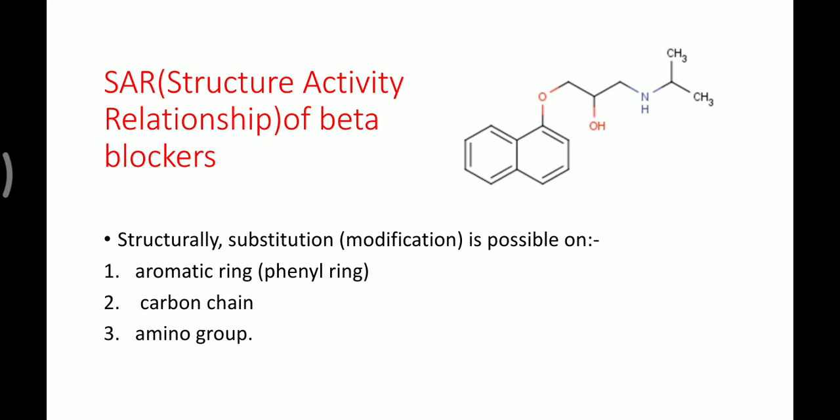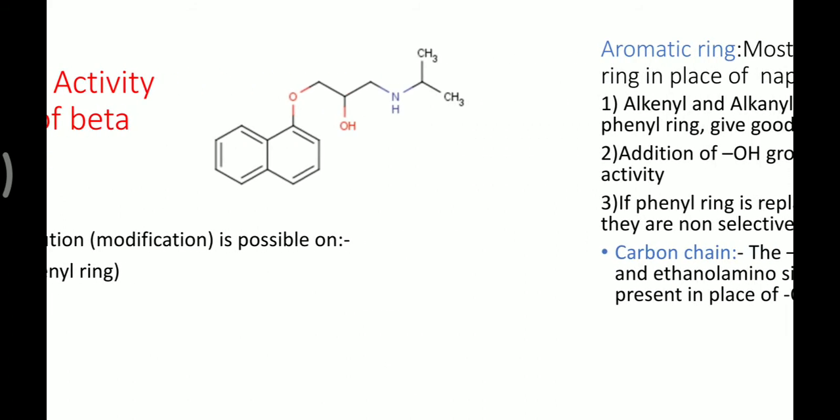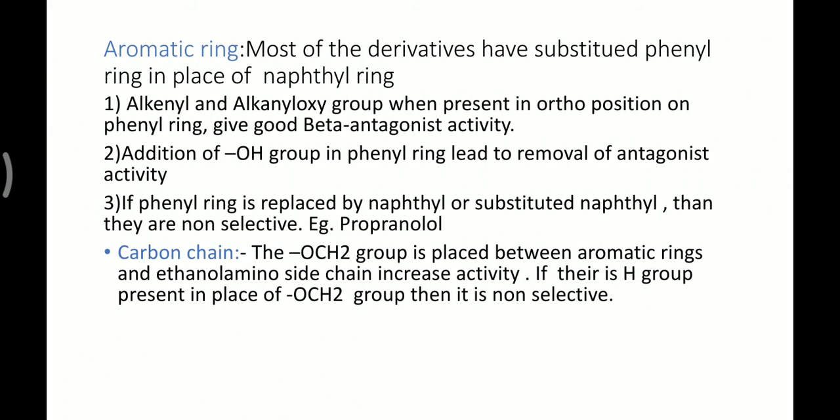We are going to study SAR, that is structure activity relationship of beta blockers. In the top right corner there is a diagram of propranolol. So we are using it as an example. In this diagram we see that the structure is divided into three parts, that is aromatic ring, a carbon chain, and an amino group. Let's see what aromatic ring does.